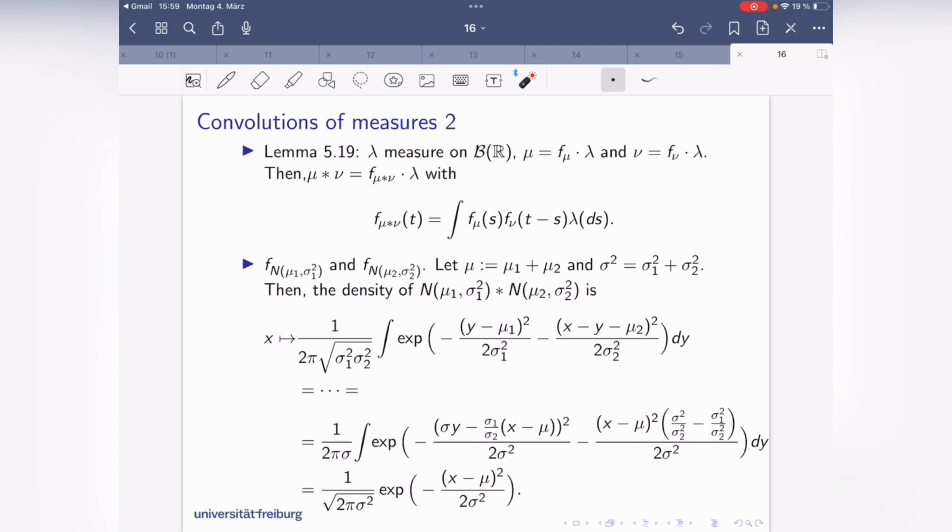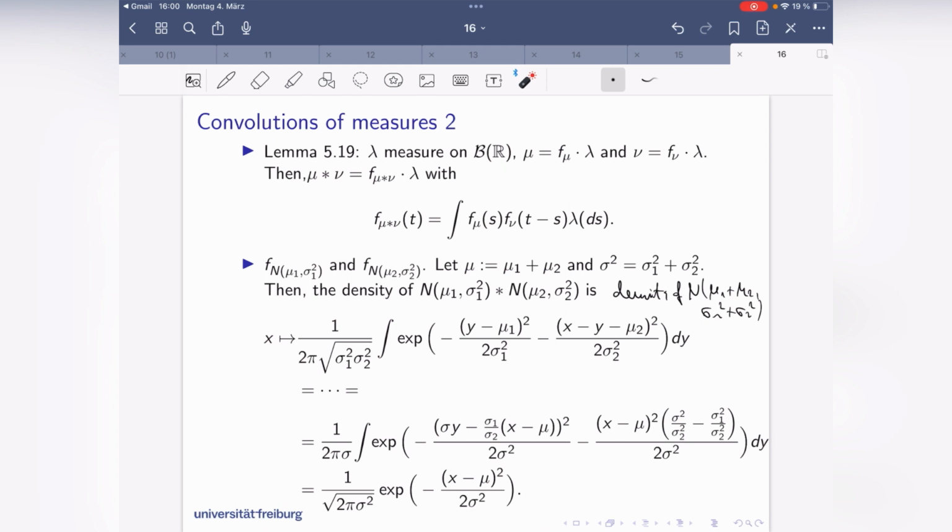For example, if I have two normal distributions and I want to compute their convolution, I claim, well, if I do this, I have a density, which is then the density of N of mu1 plus mu2, sigma 1 squared plus sigma 2 squared. So I just have to add up the expectations and the variances. In order to see this, we're using this formula here. And f mu is the density of the normal distribution, which comes with 1 over square root of 2 pi sigma 1 squared and 2 pi sigma 2 squared. So I have this here for the prefactor. And in the integral, I have the e to the minus somethings.